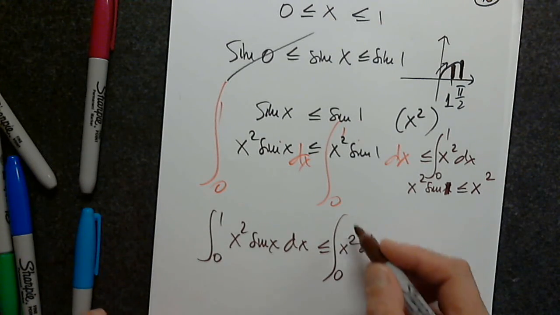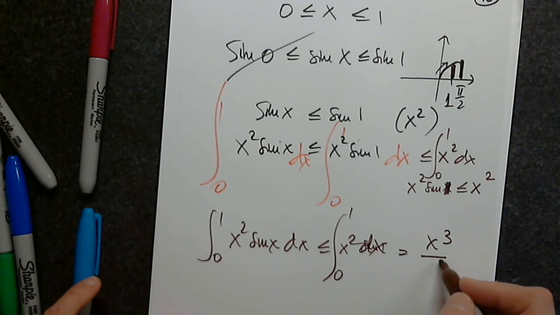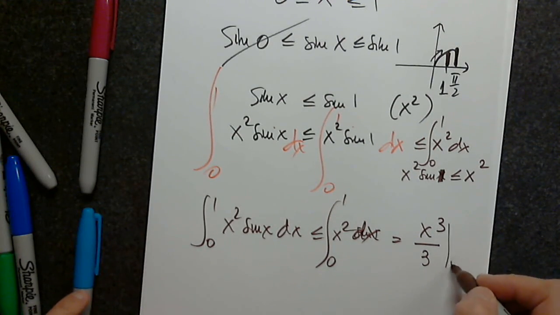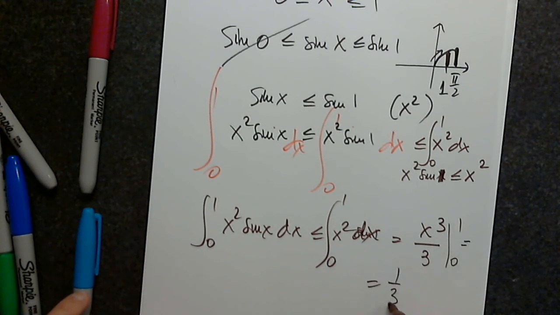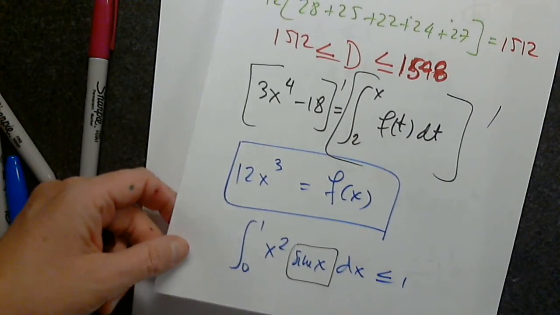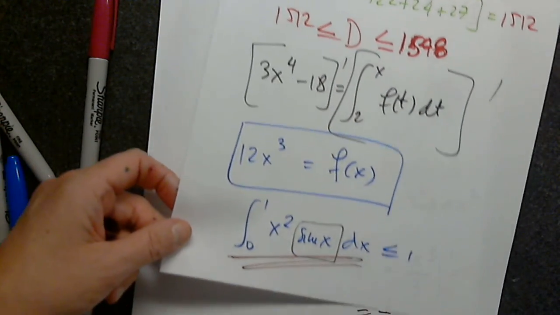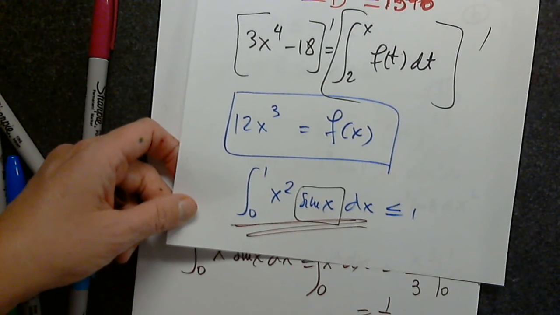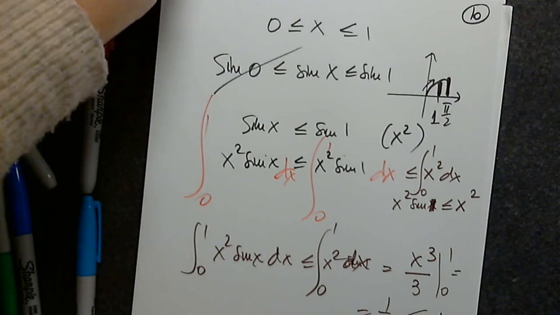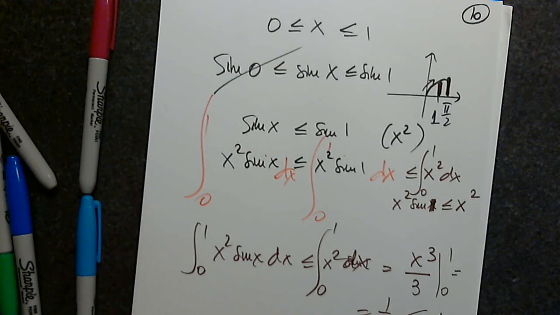From 0 to 1. But this I can calculate. It's x to the third over 3 from 0 to 1, which is 1/3. That's all I needed. I'm saying that all this integral is less than 1/3. If it's less than 1/3, is it less than 1? Therefore, it is less than 1.